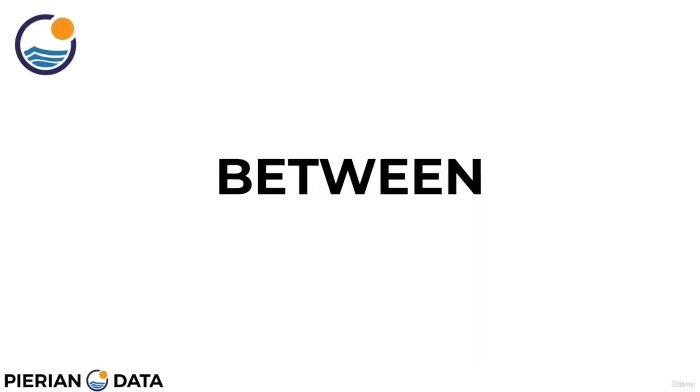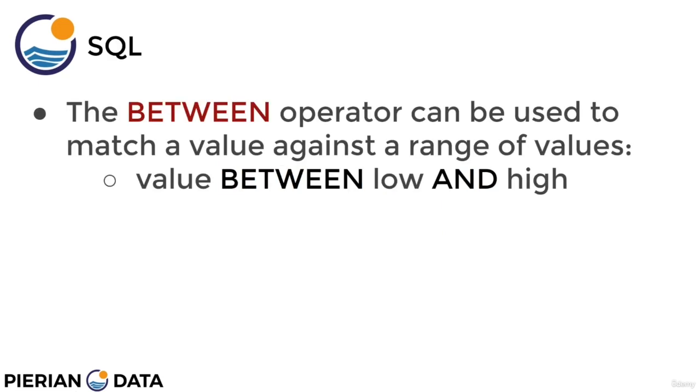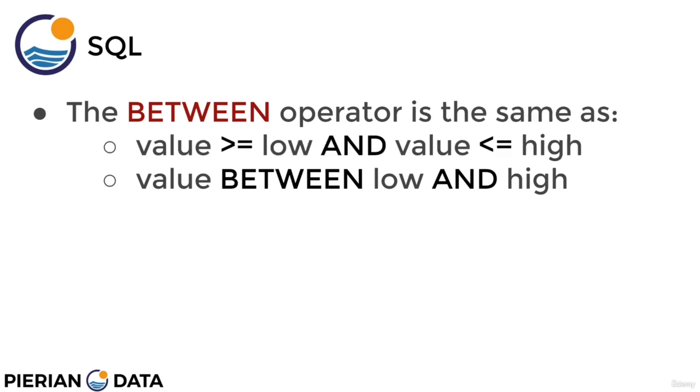Welcome back, everyone, to this lecture on the between keyword operator. The between operator can be used to match a value against a range of values. So for example, we can ask, where is a value between a low and a high? And this is essentially going to be a condition you can tag along with a where statement.